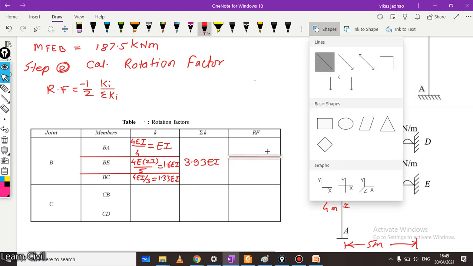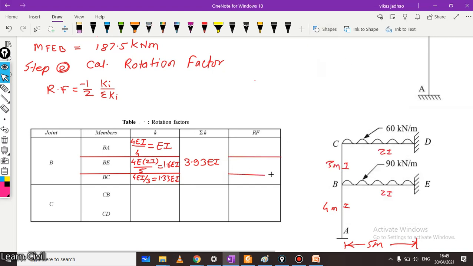Therefore, the rotation factor for member BA will be equal to EI divided by 3.93 EI, multiplied by minus 0.5.